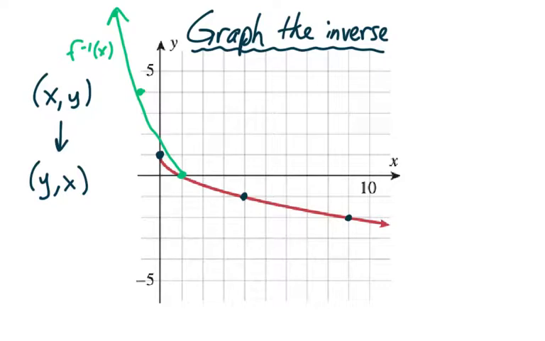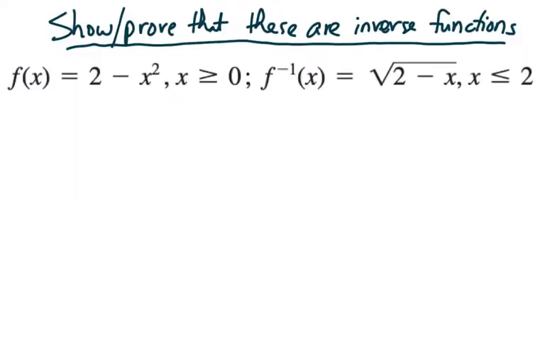Remember we said that the inverse and the original function should have this really cool symmetry across this diagonal line. That's a great way to double check. After you graph it, just either imagine this diagonal line or draw it yourself, and doesn't it look like they're both symmetric across that line? Okay, so there's one type of problem, the graphical type.